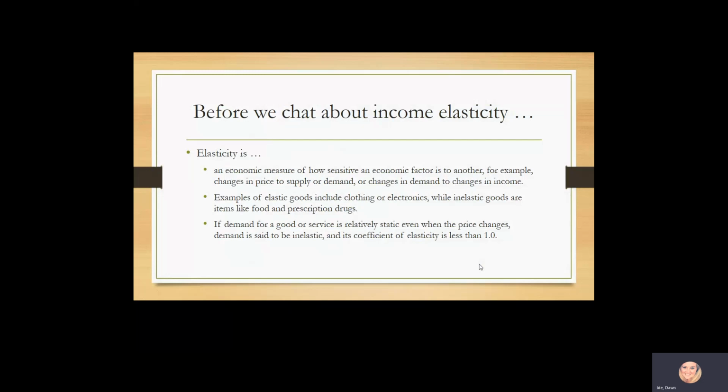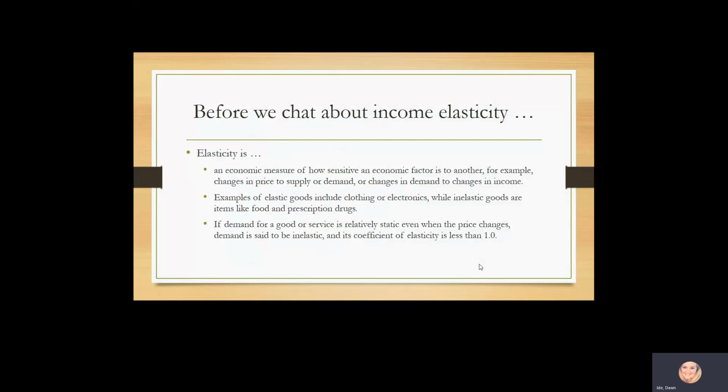So what it is, it's an economic measure of how sensitive something is to something else. So for example, changes in price to supply or demand, right? Basically, if the demand is high for something, you could charge more for it. If you don't have a demand for it, you could try to charge a lot for it, but who's going to buy it? And supply. If you have a large supply of something, that is totally different from not having enough of something. Look at the PPE from the COVID pandemic, right?